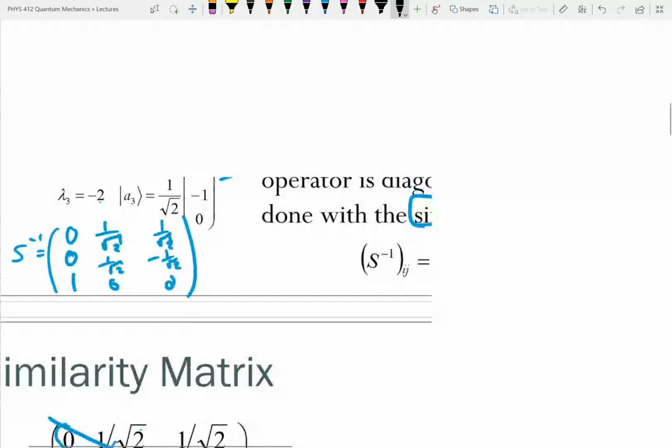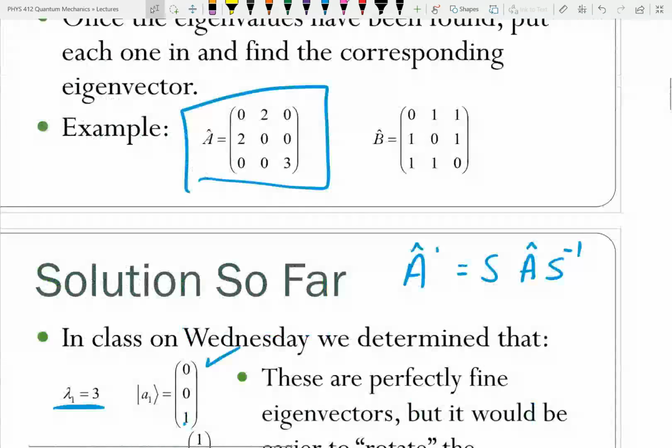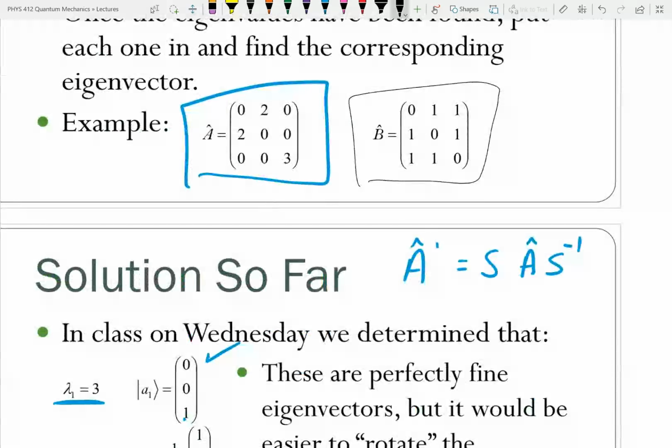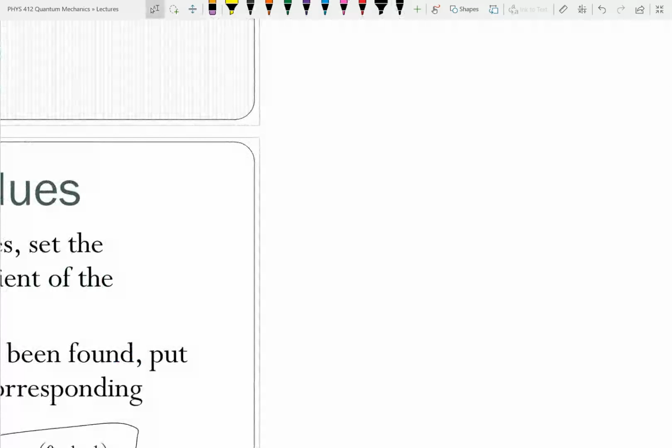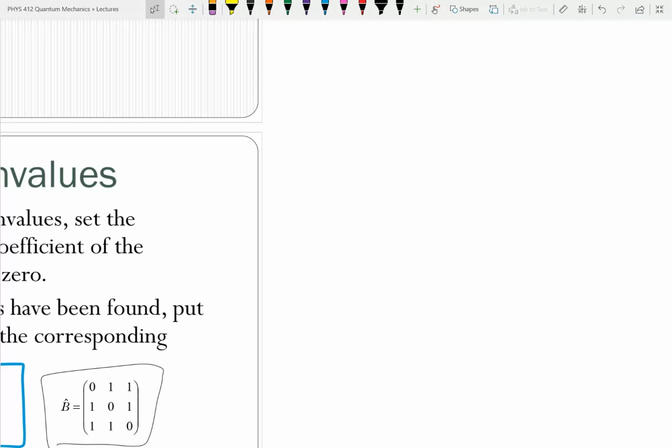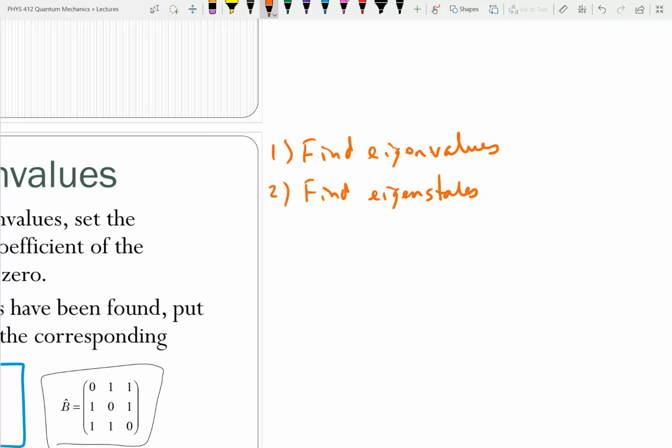Okay, let's do it again, starting with B now. The first thing we had to do, and this is actually useful for the test, just so you realize: one, find the eigenvalues. Two, find the eigenstates. Three, find the similarity matrix.